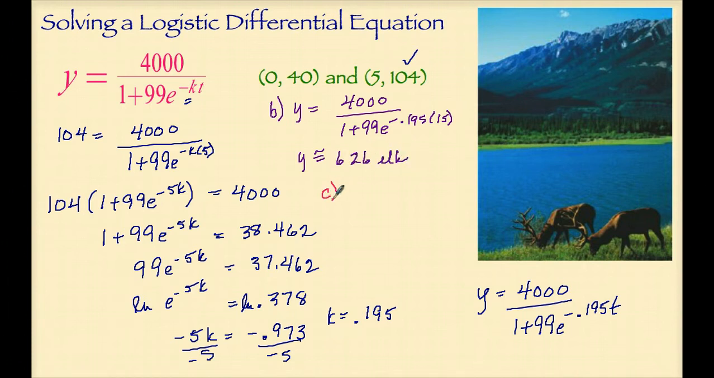Letter C asks us to find the limit of our function as t, time, approaches infinity. Notice in the function as we let t go to infinity, since this exponent is negative, we end up with e over infinity, which is a zero quantity. This means as t gets very large, our denominator gets very close to 1. Therefore, as t gets very large, our population will approach 4,000 over 1, which is 4,000 elk. And remember, that is our carrying capacity.